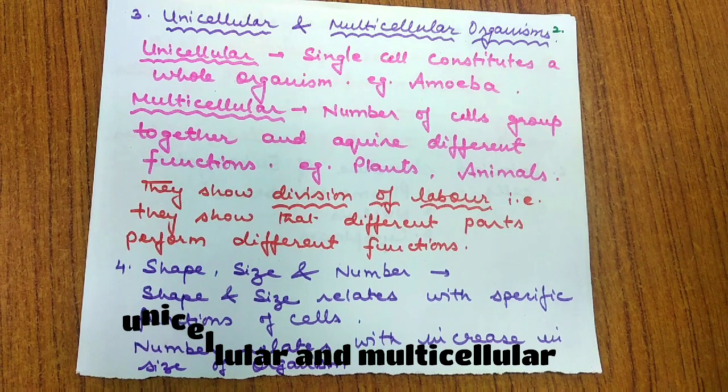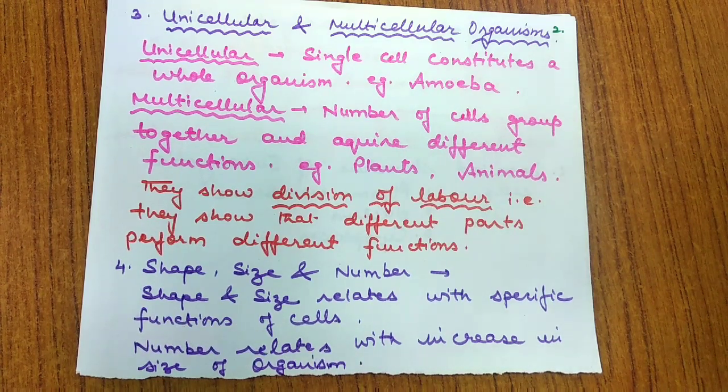If we talk about amoeba, which is a unicellular organism, it has an irregular shape and it changes its shape continuously on the basis of its function. If it has to engulf food, it changes its shape. If it has to digest that food, it changes its shape. Finally, if it has to excrete, again it changes its shape. So amoeba or such types of unicellular organisms do not have a specific shape, but other unicellular organisms have a definite shape. Let us move to multicellular.